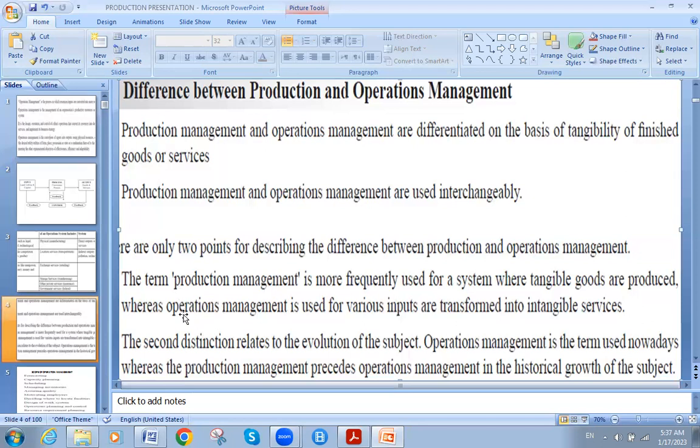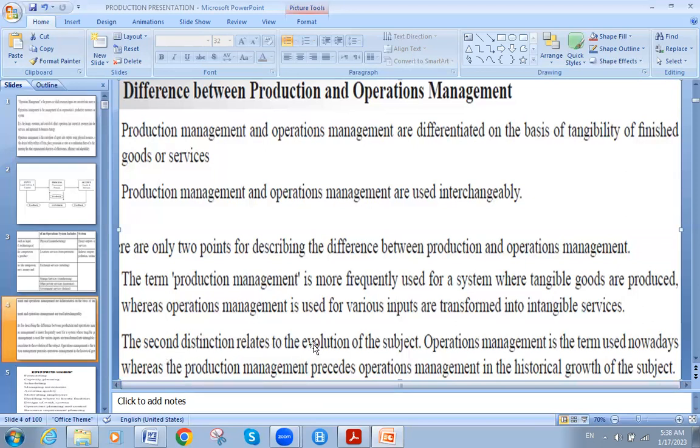But operation management is used for various inputs that are used for services. So when we say operation, it includes services. When we say production, that means it's producing goods, something that you can touch with your hand. This is the meaning of it.